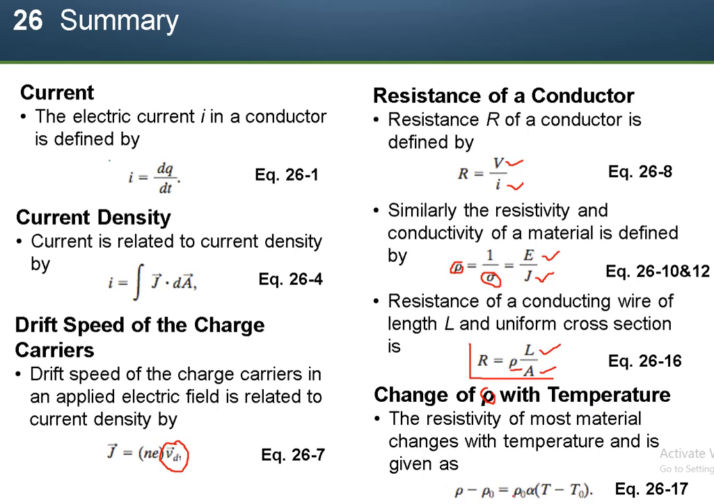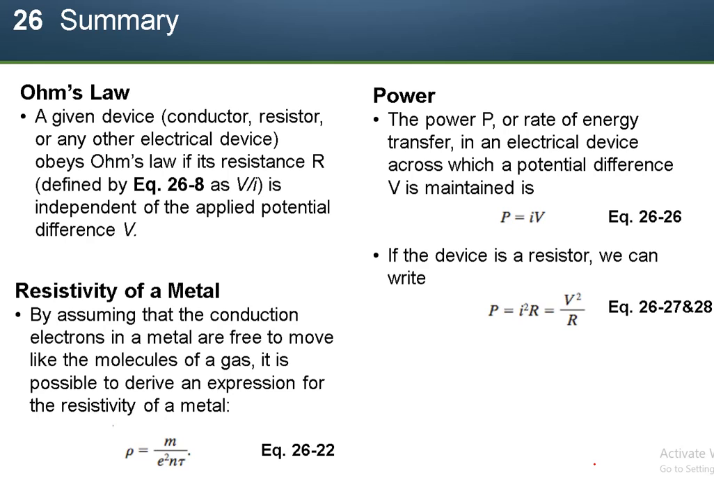Therefore, rho minus rho 0 is equal to rho 0 alpha times T minus T0. Here rho 0 is the initial resistivity and rho is the final one, and alpha is the temperature coefficient of resistivity. T0 and T are the initial temperature and the final temperature.